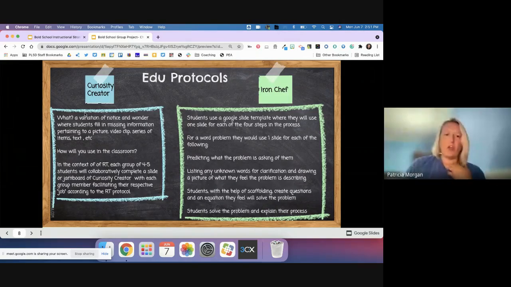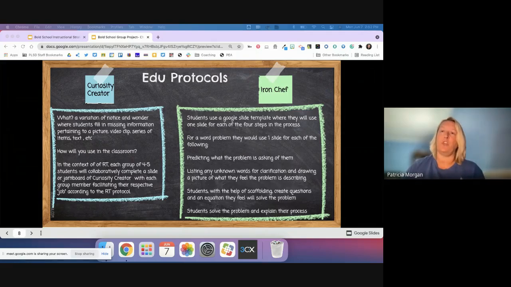So our protocols were Curiosity Creator and Iron Chef. I had Curiosity Creator. And it's basically a variation of Notice and Wonder. It's a very simple protocol. And you could use it with a picture, video clips, a series of items, text, etc.